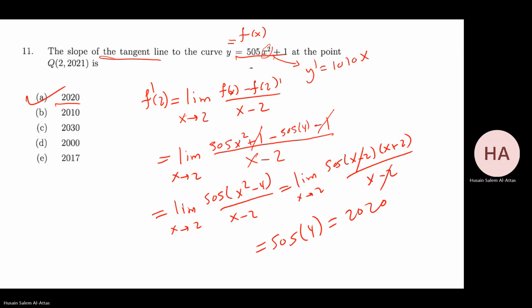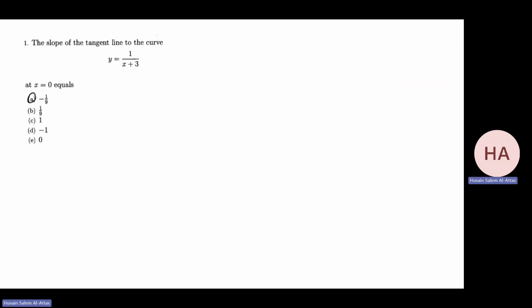Yes. Or you can use it right away here. So it will be y prime at 2. It will be 2020. If you know the formula.